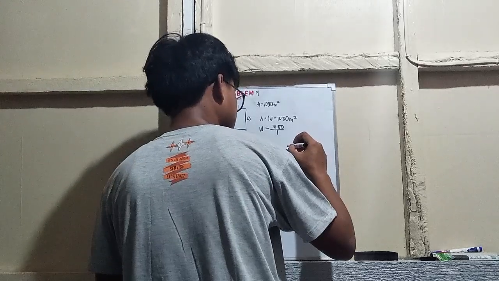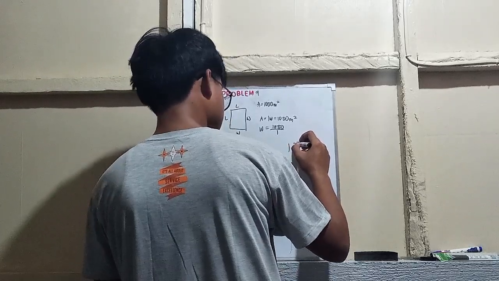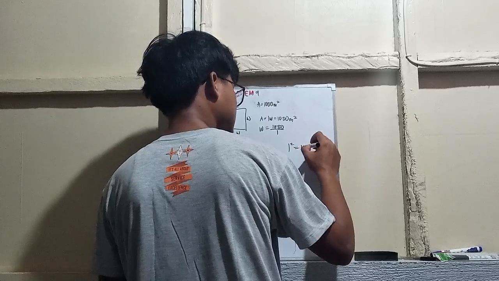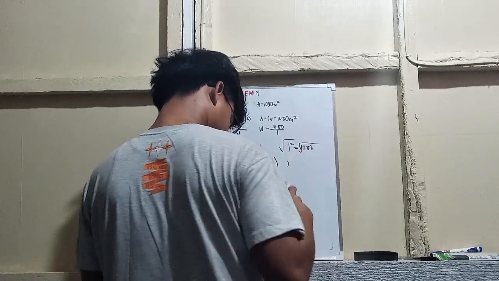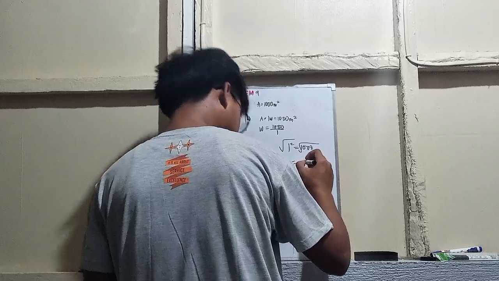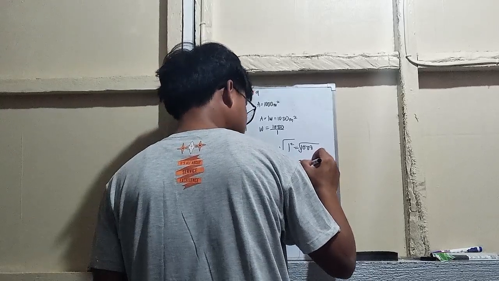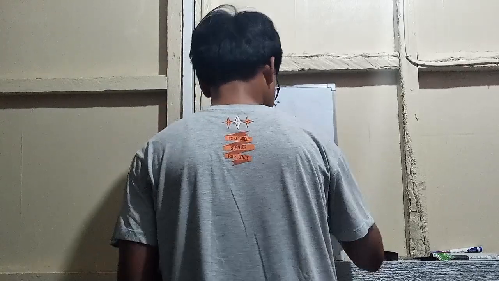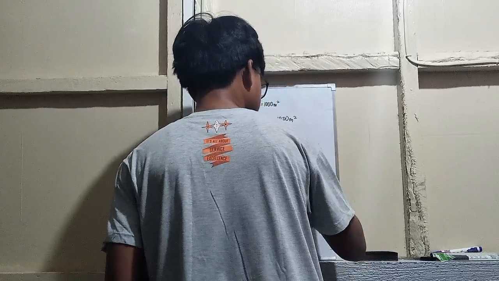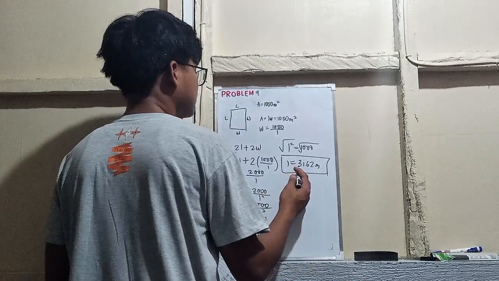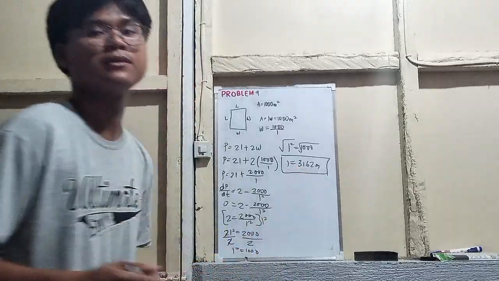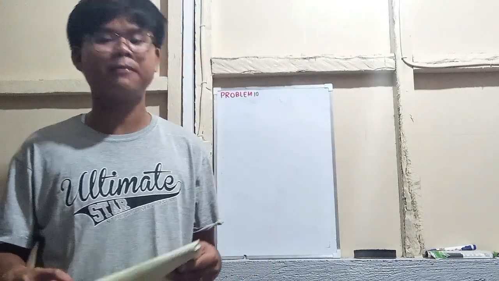Then square root both sides. L squared is equal to 1,000. Square root L, we will get the value of 31.62 meter. So, the final answer is L is equal to 31.62 meter. So, we'll proceed to problem 10.